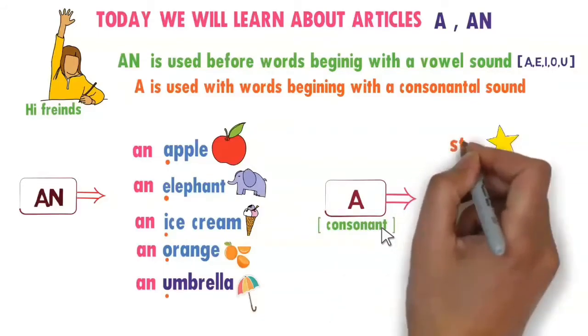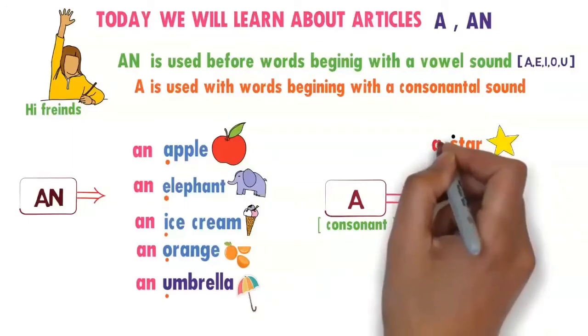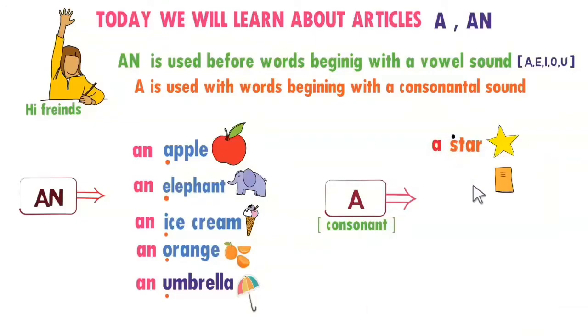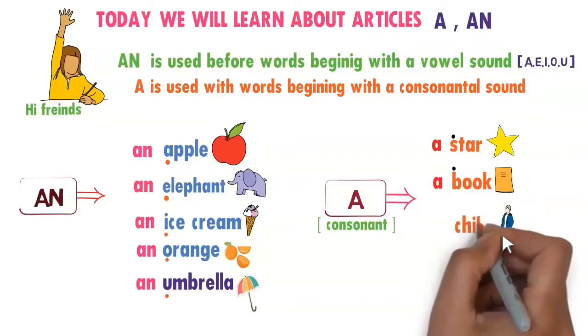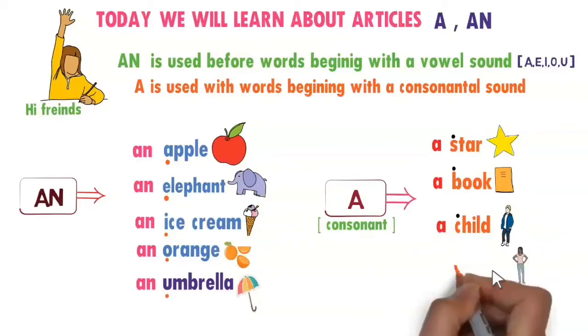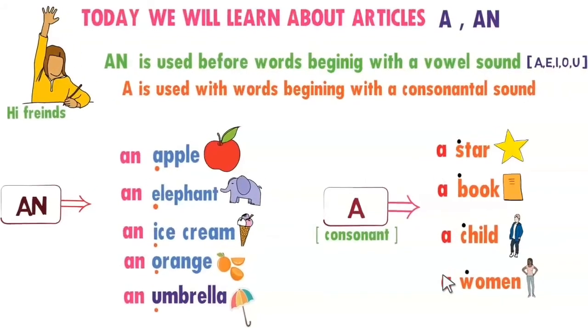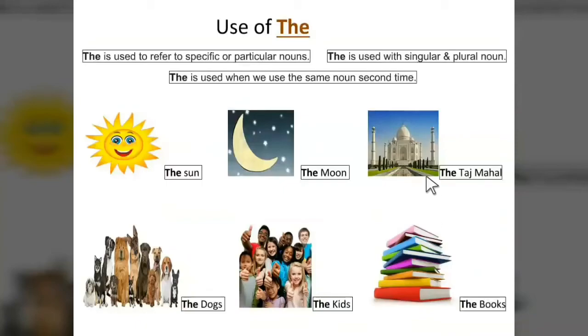Vowel को हटाने के बाद जो भी alphabet है, they are called consonants. Star. S से start हो रहा है ना? So a star. Now book starting with B. So this is also consonant. A book. Now this child starting with C. So consonant, we will use a child. Woman, starting with W. So we will use a, and all these are singular. So a and an is used with singular.